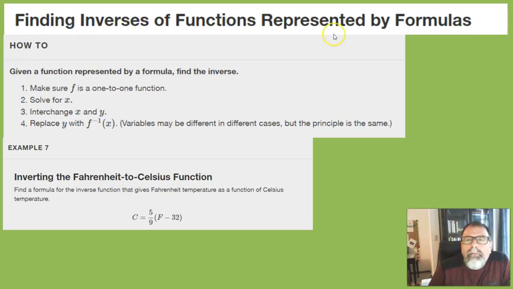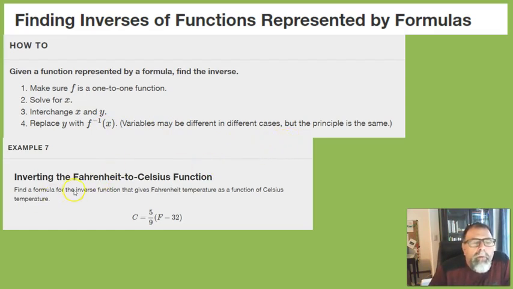Finding inverses of functions represented by formulas. So the technique, given a function represented by a formula, find the inverse. First, make sure f is a one-to-one function. Solve for x. Interchange x and y, and then replace y with f inverse of x. Variables may be different in different cases, but same idea, same principle.